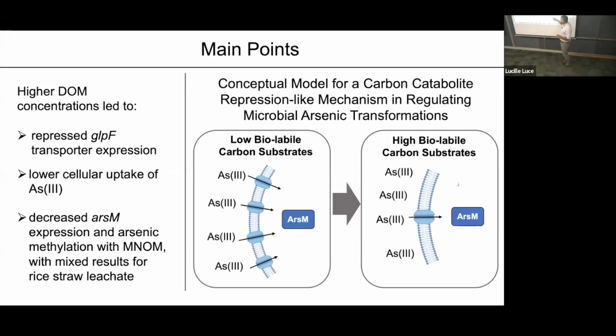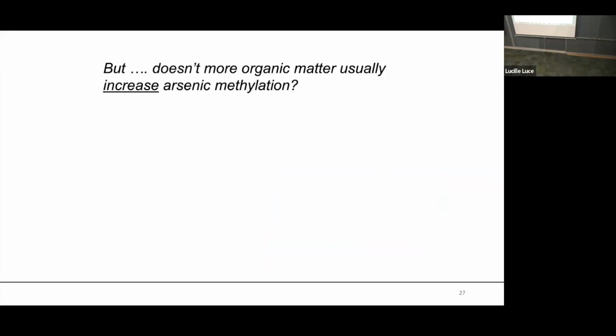And just to wrap things up, here's a conceptual model. The theory is that with low biolabile carbon, the cells will express more GLPF transporters in order to acquire more low molecular weight carbon substrates, which will inadvertently lead to more arsenic uptake. In contrast, when there's a lot of carbon, there's less dedication of resources to taking up carbon, leading to fewer pathways for arsenic to enter the cell. That's the theory that we have some support for and we're continuing to test.